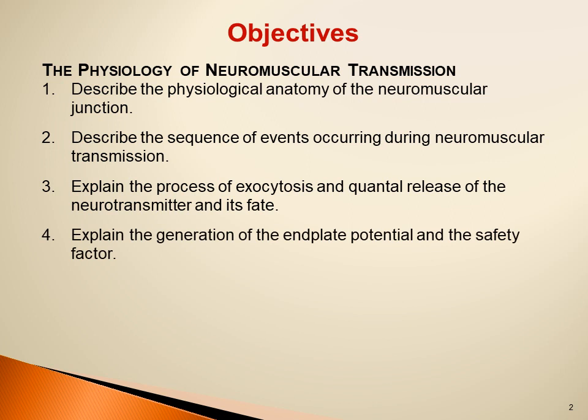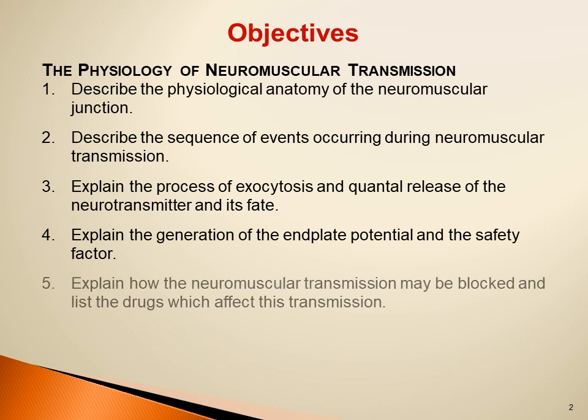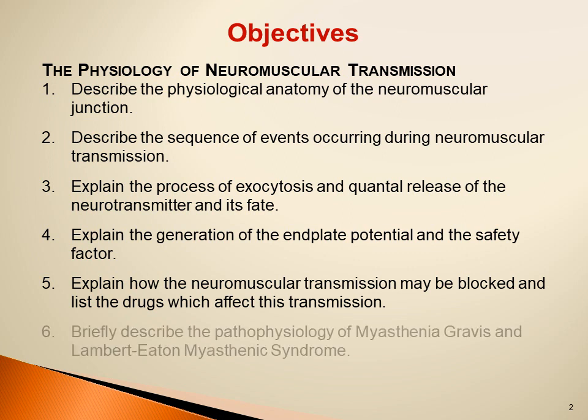And then I will explain the generation of the end plate potential and the safety factor. Objective 5, to explain how the neuromuscular transmission may be blocked. And I will list the drugs which affect this transmission. And finally, I will briefly describe the pathophysiology of myasthenia gravis and the Lambert-Eaton myasthenic disease, or Lambert-Eaton myasthenic syndrome.